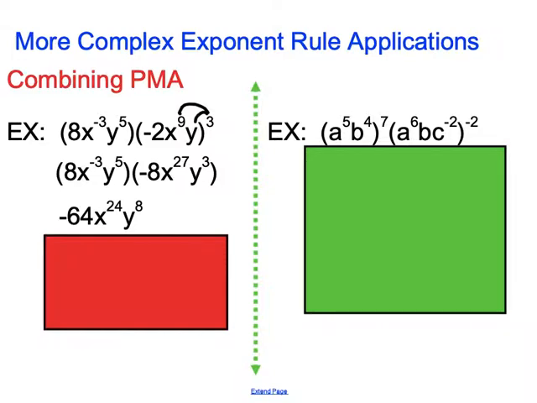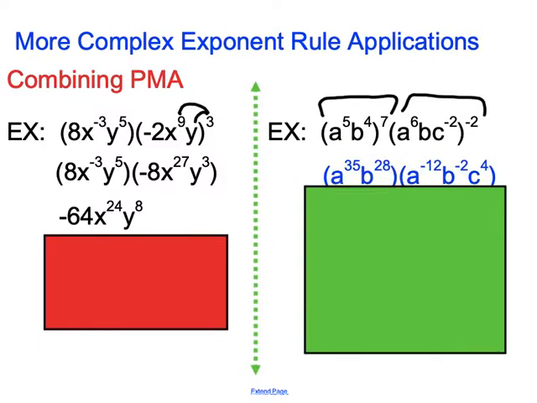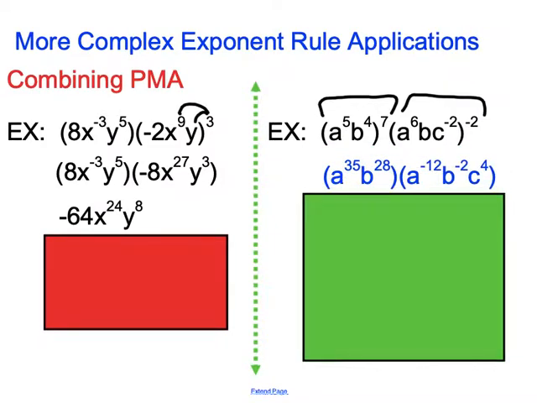Let's take a look at the next one. So first of all, I'll notice here I've got a problem, and here I've got a problem. So I need to do those each separately before I start. So power to a power, I multiply. 5 times 7 is 35, so a to the 35th. 4 times 7 is 28. That gives me my first set.